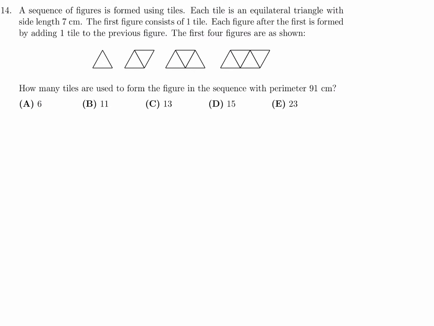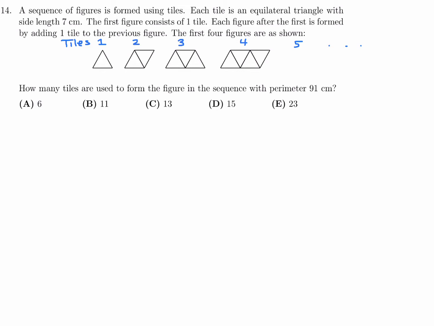Let's make a little, not necessarily a table, but a list. So this is one tile, the number of tiles, I guess. This is 2 tiles, 3 tiles, 4 tiles, 5 tiles, and so on, right? And then how many sides does each have? That will give me an idea of what the perimeter is.